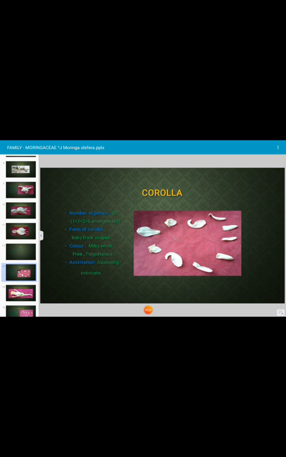Next. This is the corolla of Moringa oleifera, family Moringaceae. The number of petals present in the corolla is total 10, and the arrangement of the 10 petals is 1 plus 2 plus 2 plus 5 arrangement. And why is this 1 plus 2 plus 2 plus 5? Because, see in the photograph, there is one petal which looks like a standard petal, but it is very small. There are two pairs of wing petals, and there are 5 small petals present below.